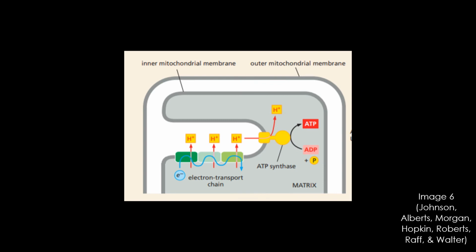This next image is a little less detailed, but it still shows the electron transport chain at work. The electrons are moving through the chain to pump the hydrogen ions into the inner membrane space, in between the inner and outer membranes. Then, that H+ is used to power ATP synthase.